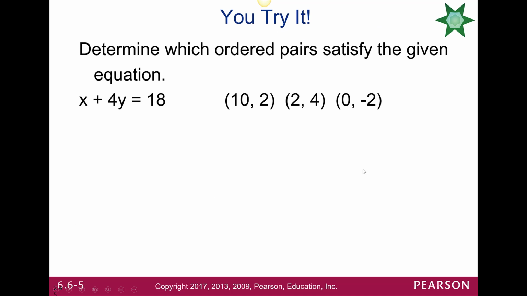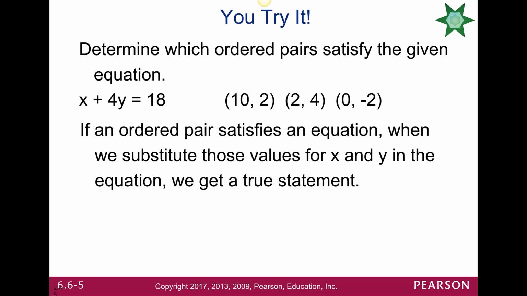Determine which ordered pairs satisfy the given equation. You have a problem like this in your homework, and they're going to give you an equation, and then they're going to give you 3 ordered pairs and say which of those satisfy the equation. There could be 1, 2, 3, or none. So what you're going to do is take each ordered pair, and if the ordered pair satisfies the equation, when we substitute the values, we'll get a true statement.